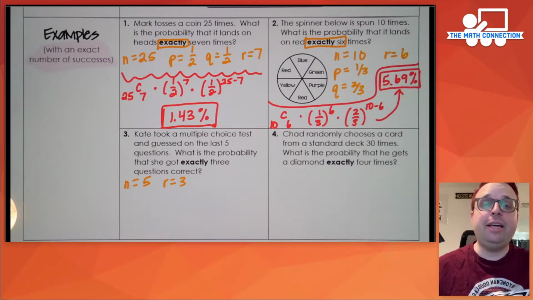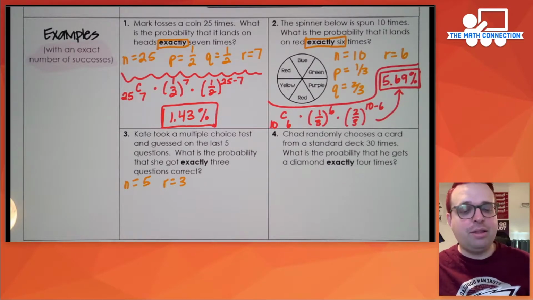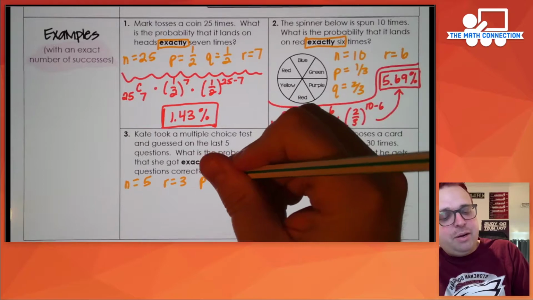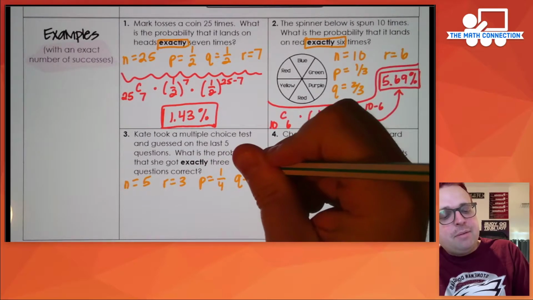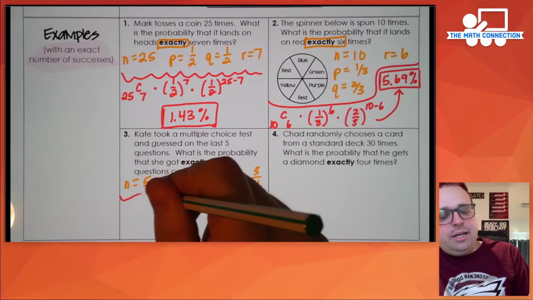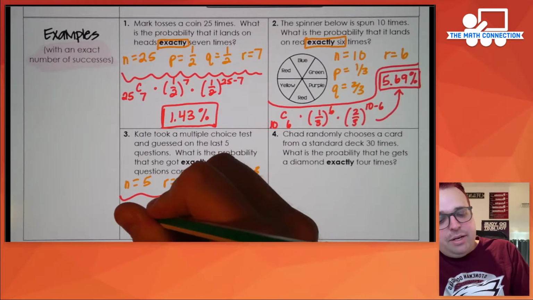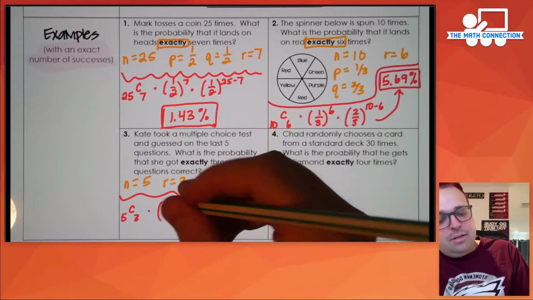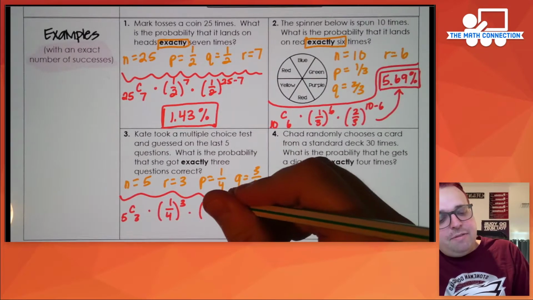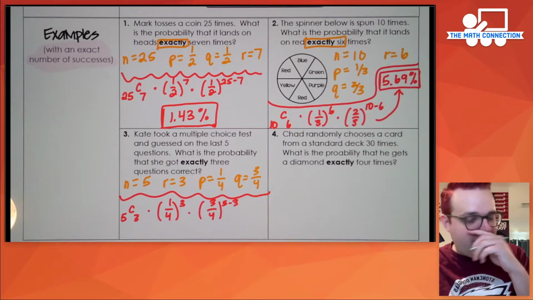Hopefully, if you get a question like this again, you won't have to assume anything. But we're going to assume that there are 4 answer choices. So that would tell me that the probability of a success would be 1 out of 4, and the probability of failure would be 3 out of 4. So let's solve this. That would be 5 combination 3 times the success probability to the power of R times the failure probability to the power of N minus R, which is 5 minus 3.